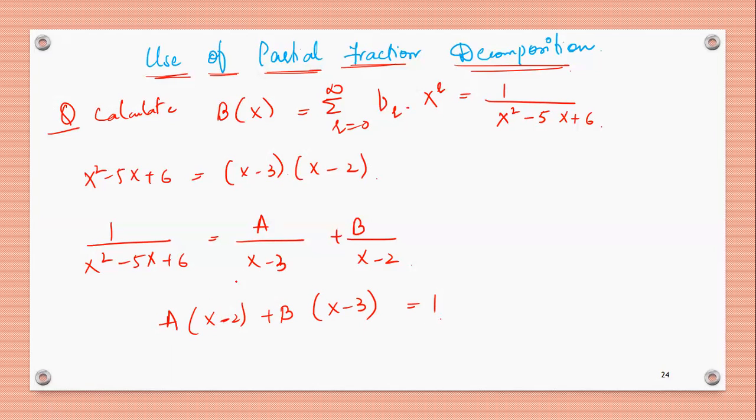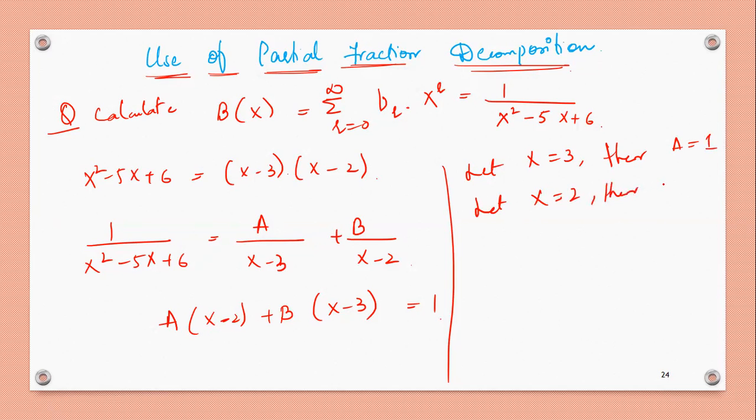I am not going into the detail of partial fractions, the reason being you have already studied it in mathematics. Now, to find A, we will take x equal to 3. Let x equal to 3. When you substitute x equal to 3, this part will become 0, and 3 minus 2 is 1. So A is equal to 1. And then let x equal to 2 to find B. Similarly, we will get B equal to minus 1.